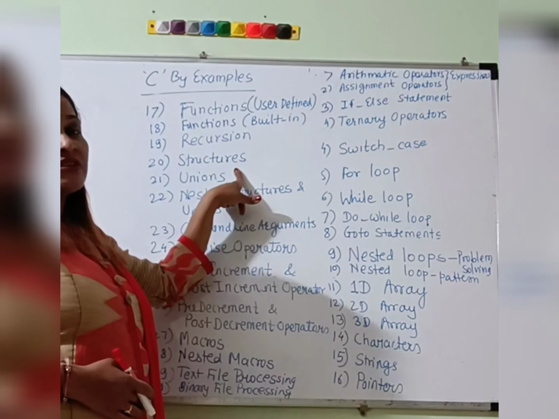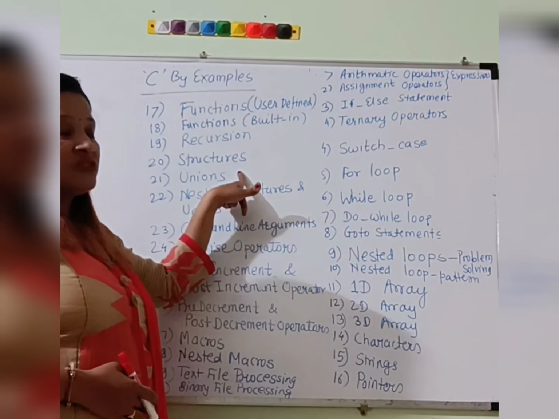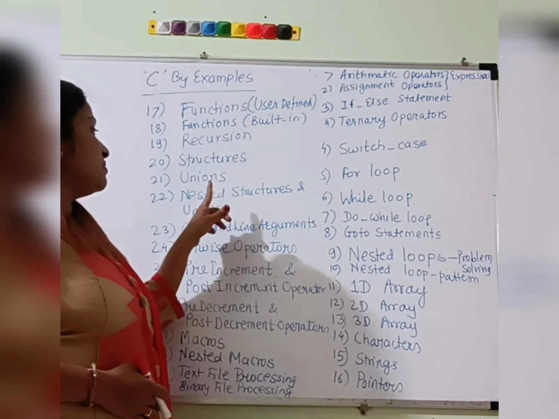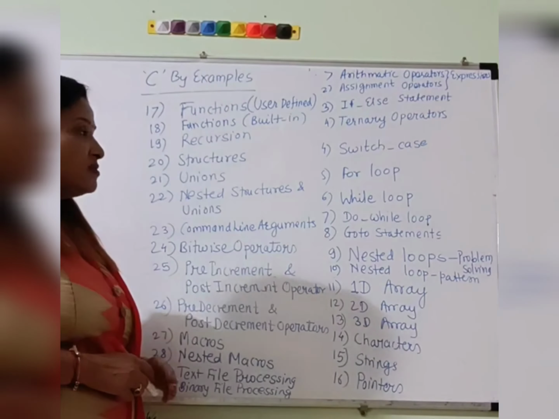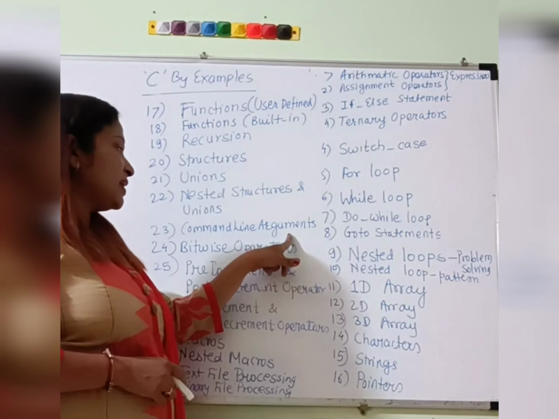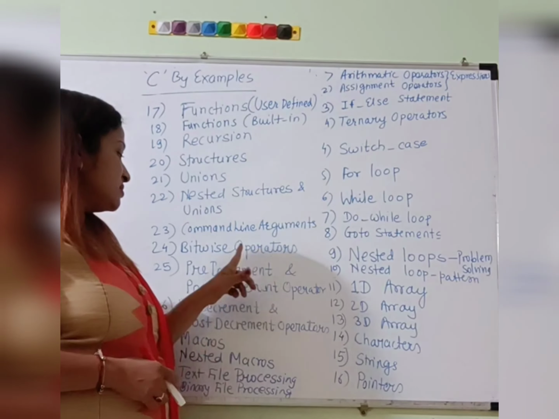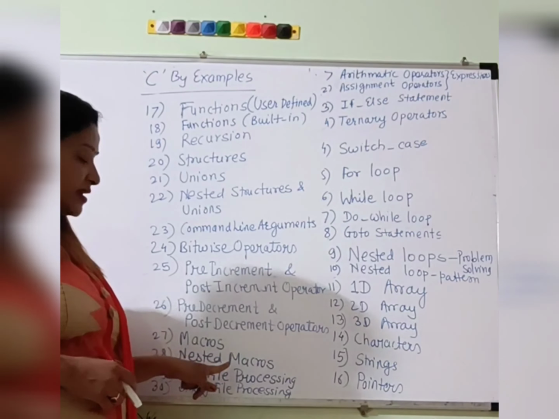Then we are going to learn structures and unions: how to write programs based on structures and how to write programs based on unions. We will learn a minimum of 10 examples here. Then nested structures and unions. Then we are going to learn command line arguments. After that, we are going to learn bitwise operators. Then we are going to learn macros and nested macros.